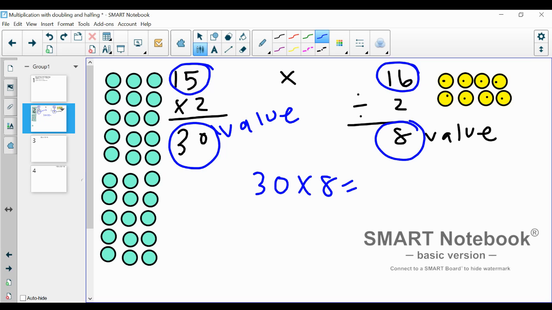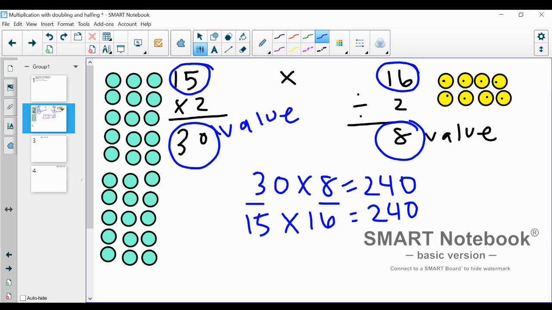So I know that 8 times 3 is 24, so I know 8 times 30 is 240. So that means that 15 times 16 is also 240. Because I just took the 15 and 16 up here, and I just shifted the value. I moved some of the arrays from over here to over here, and now I'm multiplying the same overall value, and I'm getting the same answer both ways. But it's easier for me to do 30 times 8 in my head than 15 times 16.